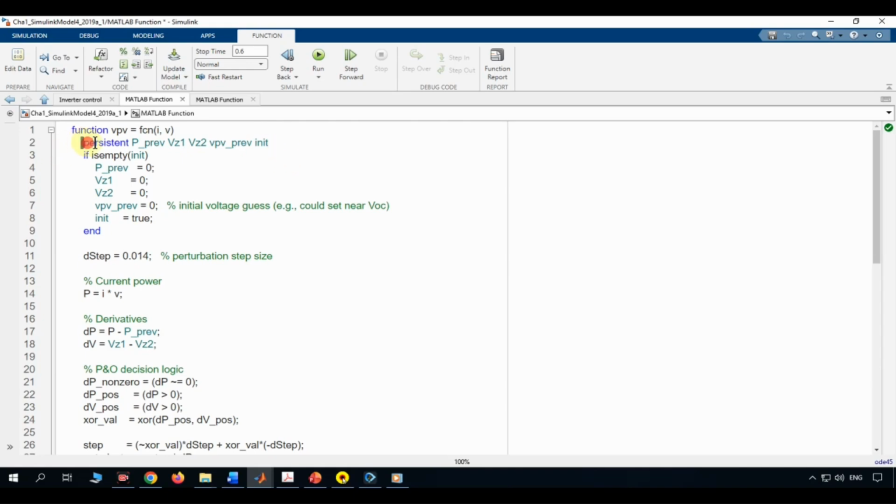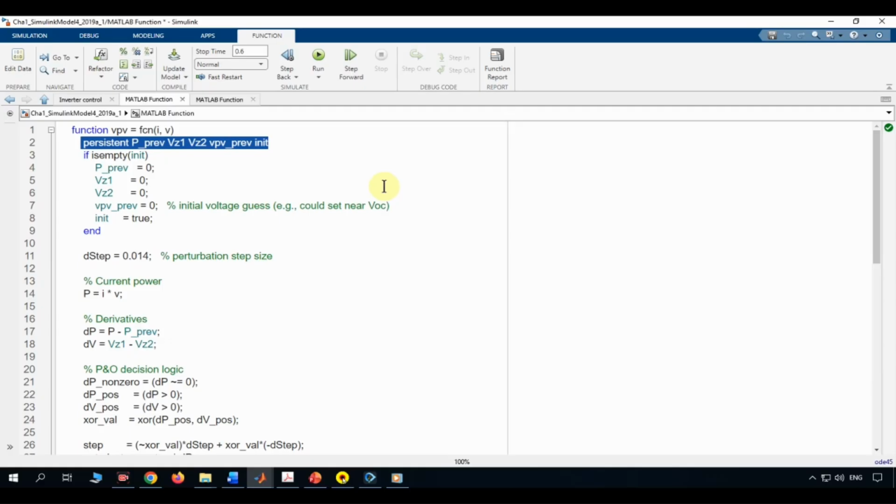Persistent state, memory across time steps. Since this function runs once per simulation time step, it needs to remember values from the previous step to compute a derivative. Persistent variables do exactly that. They behave like unit delay 1/Z registers.